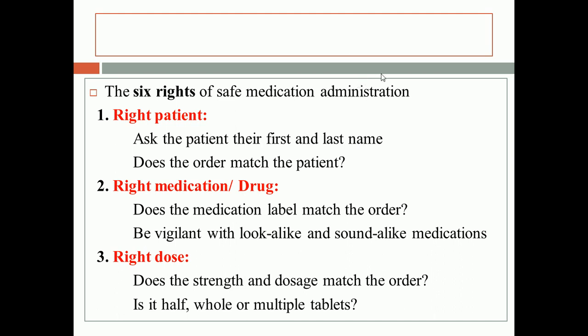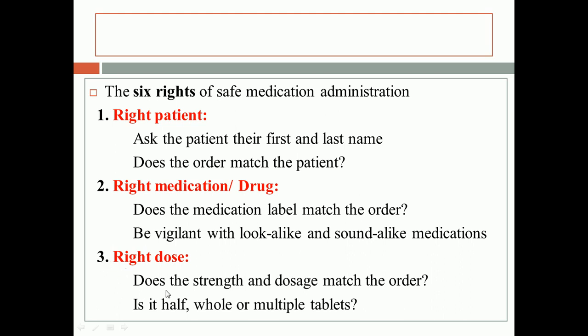So you have to confirm the first and the last name, because many patients can have the same names, same last names or same first names. So we can differentiate from asking both the names. If a slightest of the doubt is there, just ask again. Then there is a right medication. Does the label of the medication match the order? Be vigilant with look alike and sound alike medications. You will see in a few seconds.